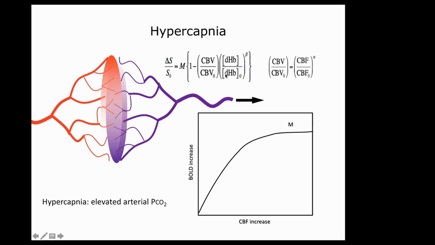Now, in the original work of Tim Davis and then Rick Hoge, it's possible to measure relative changes in oxygen consumption with a single calibration step using hypercapnia, which increases blood flow. So as carbon dioxide levels increase in arterial blood, you see an increase in blood flow and an increase in BOLD signal up to a maximum when you lose all of the deoxyhemoglobin. So that's one calibration step.